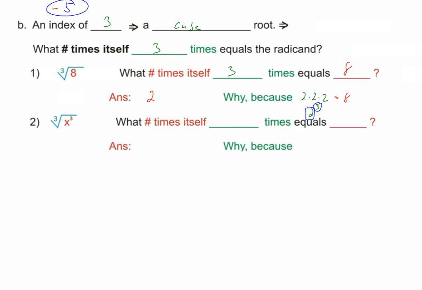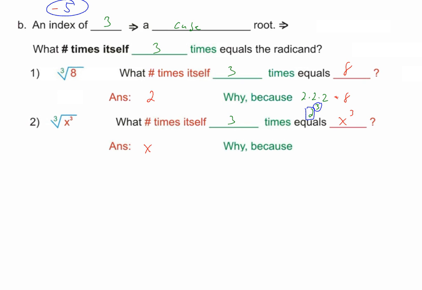So again, this problem: what number times itself 3 times equals the radicand, which in this case is x cubed? And therefore the answer has to be x, not x cubed. You can't just disintegrate the radical sign. Because if you say the answer is x cubed, all you did was get rid of the radical sign. It did absolutely nothing. But again, we're asking what number times itself 3 times is x cubed. And the answer is x.